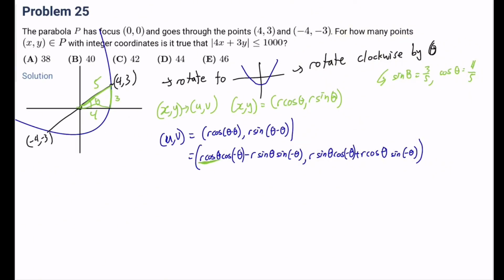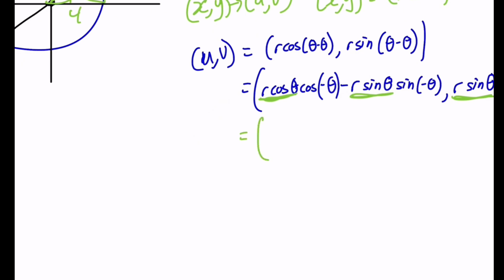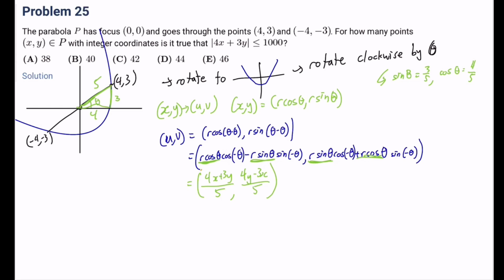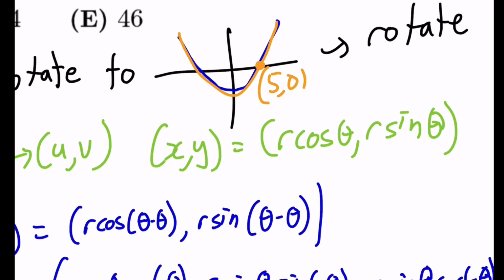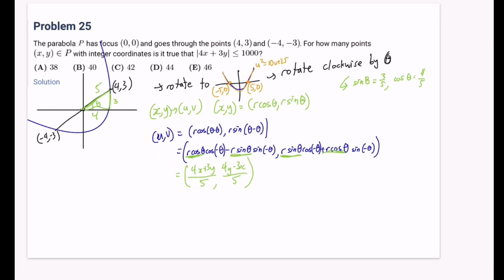We can see that r cosine theta and r sine theta are x and y, so we can plug those values in. So this is going to equal ((4x plus 3y) over 5, (4y minus 3x) over 5). These are the (u, v) values, and notice that these are on this parabola, and this one has vertex at (5, 0) and also (-5, 0) on it. So that parabola is u squared equals 10v plus 25.